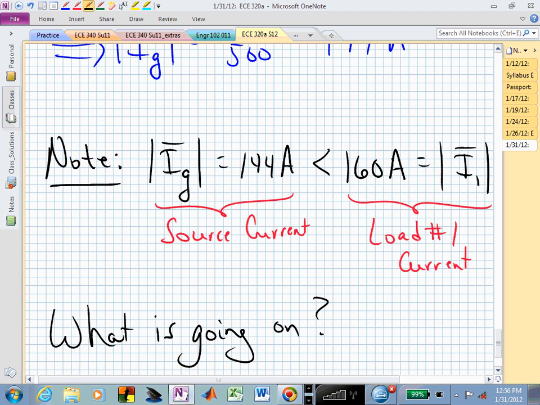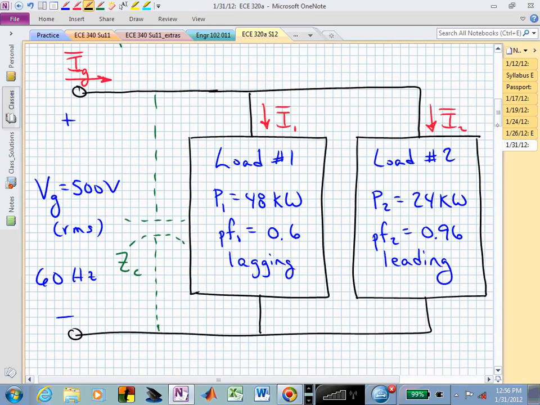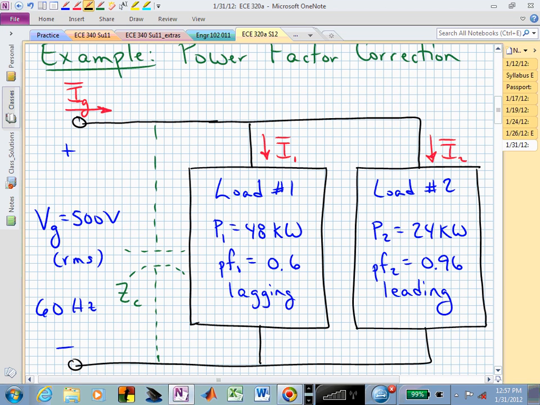If we go back to our diagram that we began with, the source is only being asked to supply 144 amps in magnitude. That's now going out to these loads where we really have three loads. We have the capacitor's impedance giving us a load. We have load 1 and we have load 2. Load 1 actually needs, as far as an amplitude of current, 160 amps. Load 2 required 50 amps. And we're being able to deliver both of those with a source that's only supplying 144.